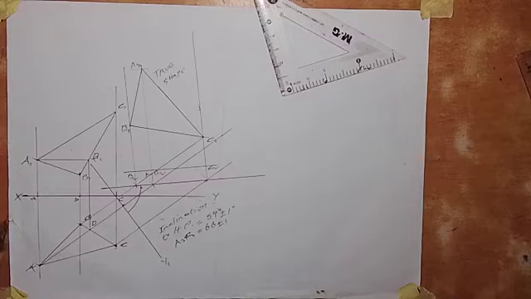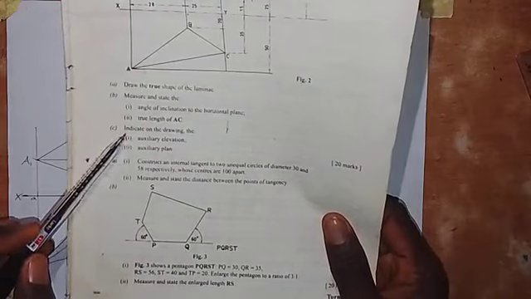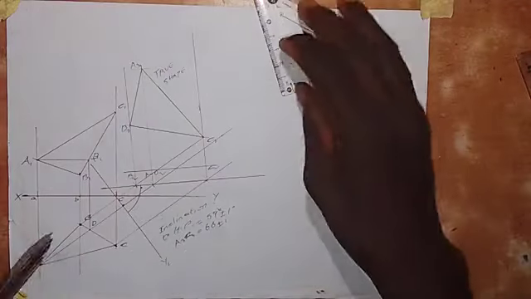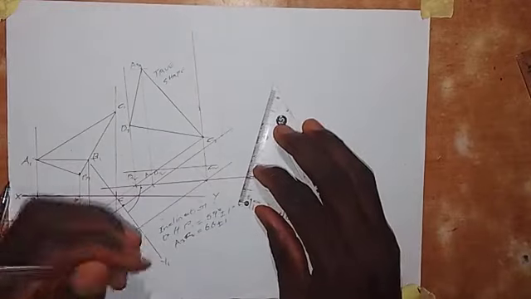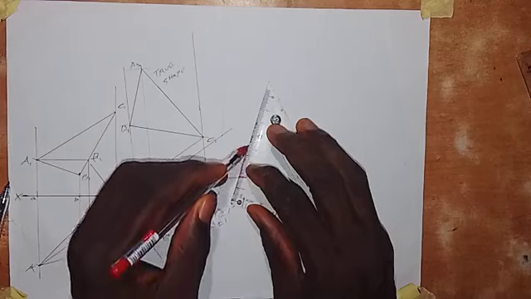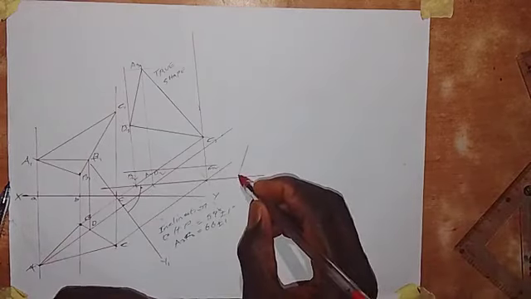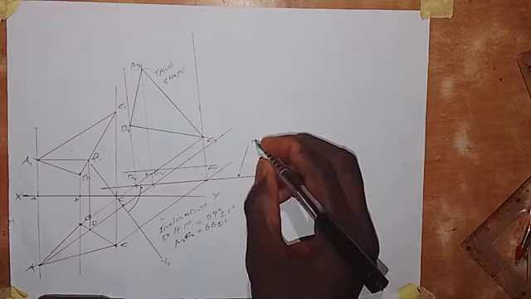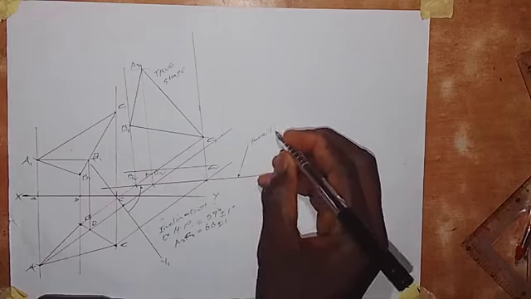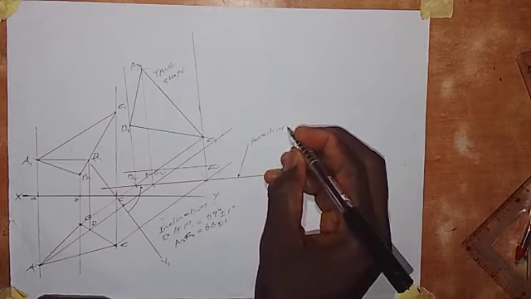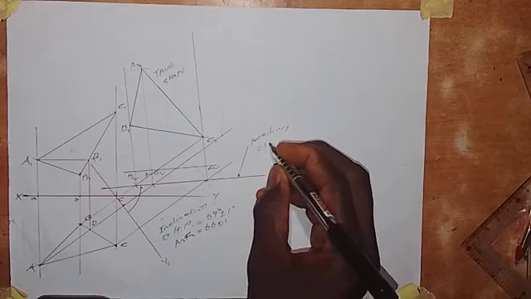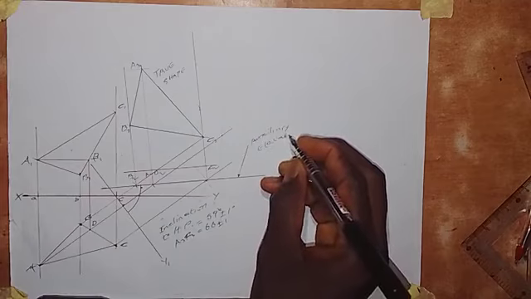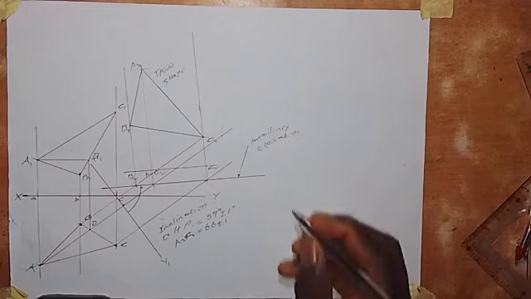All right, so we also have other questions. Here we have question C: indicate on the drawing the auxiliary elevation and auxiliary plan. When we talk about auxiliary elevation, this line that we have here is the auxiliary elevation. So this is the line I will call auxiliary elevation.